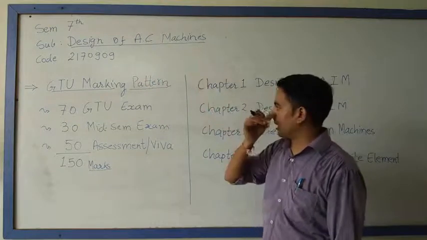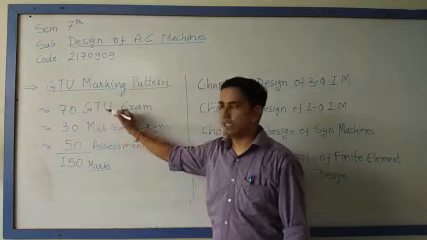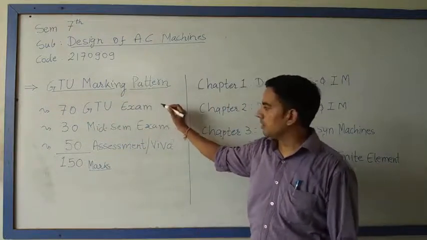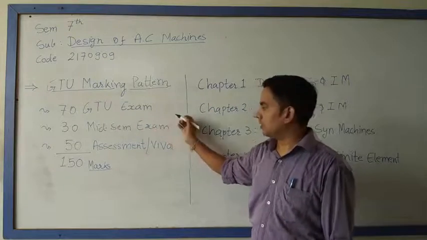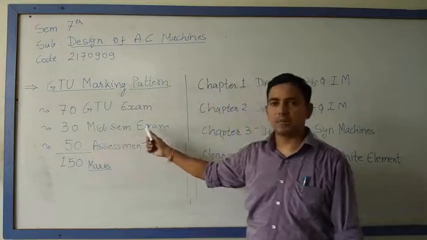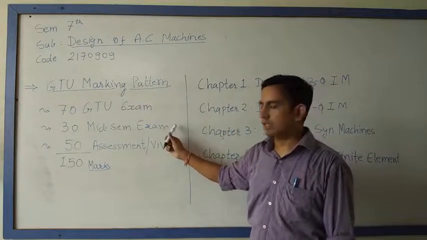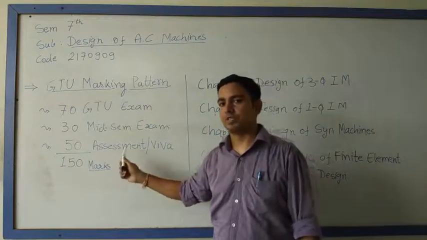Now, the marking pattern for the DAM subject is 70 marks for the GTU end semester exam, 30 marks for the mid-semester exam at college level, and 50 marks for assessment, practical, and external viva. In all, the total is 150 marks for this subject.